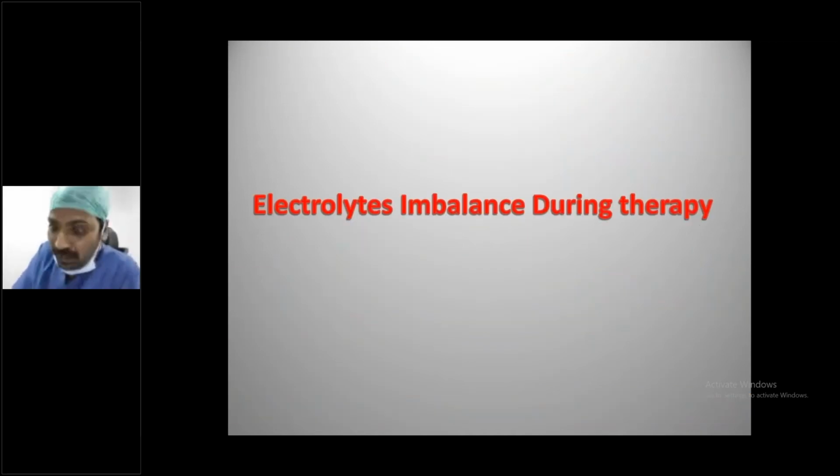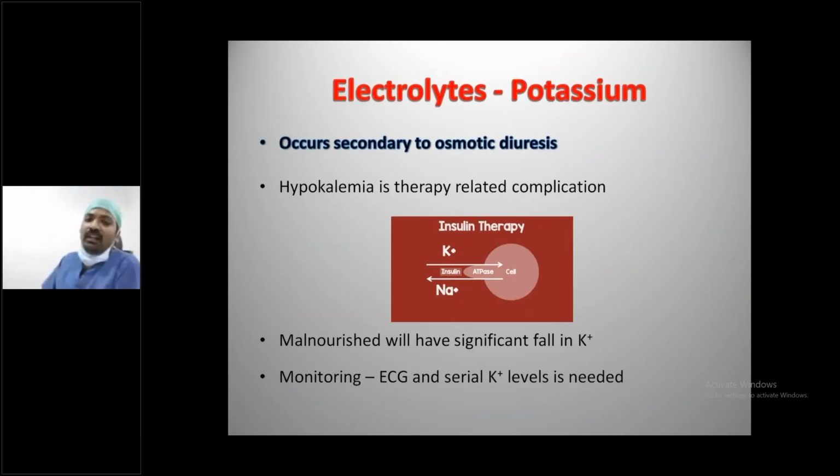So how do we counteract the electrolyte imbalance during therapy? The most common electrolyte imbalance we see is hypokalemia. It occurs secondary to osmotic diuresis and with insulin therapy, because insulin causes a transcellular shift of potassium into the cell, causing hypokalemia. So it is a treatment related complication. Malnourished children will have a significant fall of potassium, so close monitoring with ECG and serial potassium levels is needed.